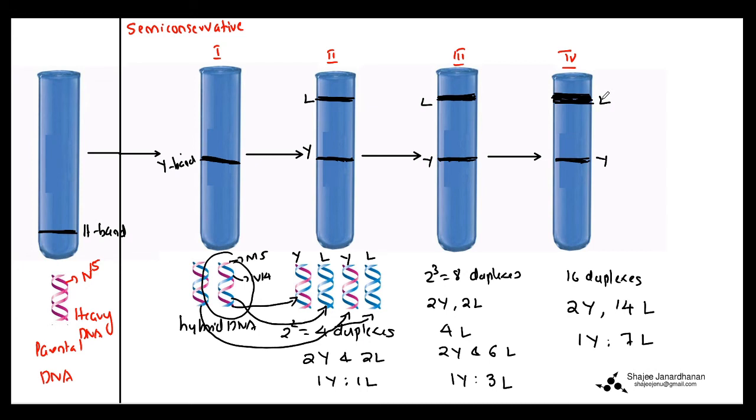So what's the characteristic? In the first generation you will find that the heavy band that was observed in the parental DNA disappears and a new band appears, which is a hybrid density band. In the second generation, a second band appears, that will be the light band. Thereafter the banding pattern is the same, but the thickness of the light band keeps on increasing from one generation to the next generation.